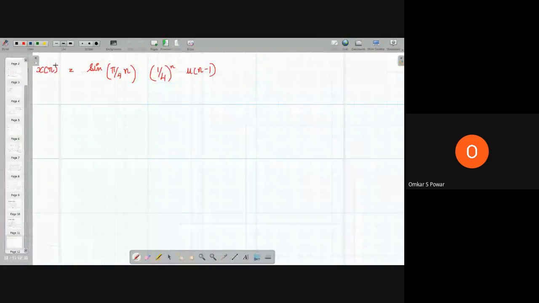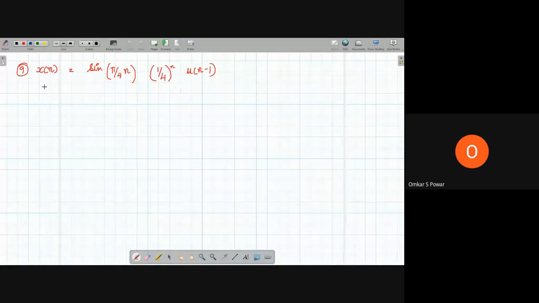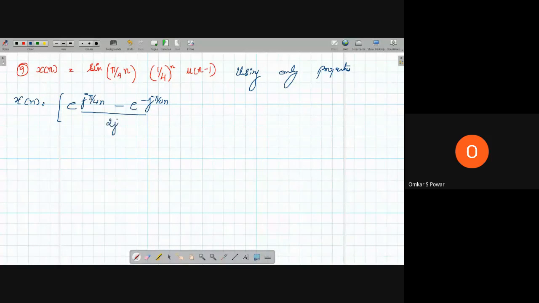So I think we'll wrap up with this homework problem for today. What's the question here? You have to find the DTFT, X(ω), using only the properties. I'll give you some suggestions on how to go about this one. So sin(πn/4) you can write as (e^(jπn/4) minus e^(-jπn/4)) divided by 2j.